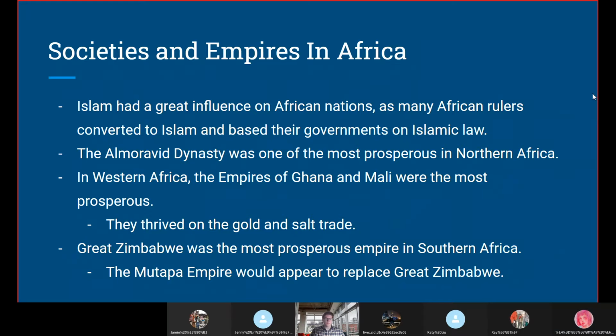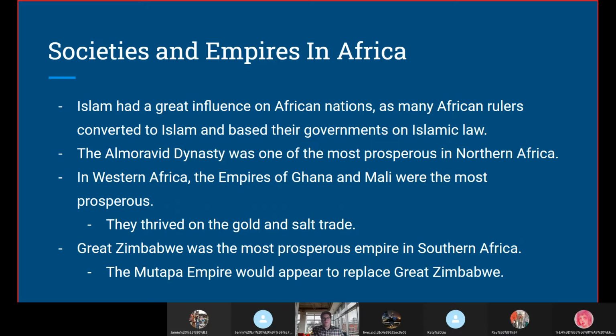In Western Africa, some of the most prosperous nations in Africa would actually arise. In Northern Africa you had your resources still, but really Western Africa had two of the most prosperous empires of all time. And this is the Empire of Ghana, which would arise in the 800s, and it thrived on gold and salt trade. Arab traders would cross the desert in caravans to load up on salt from the Ghana Empire.